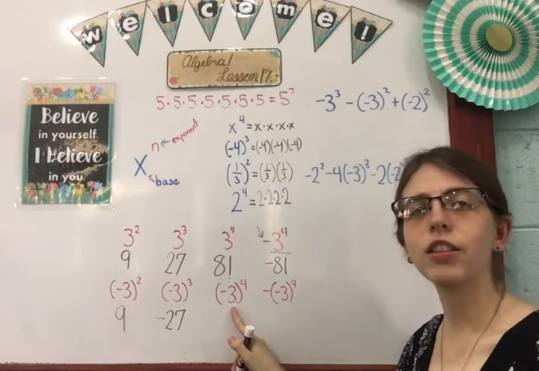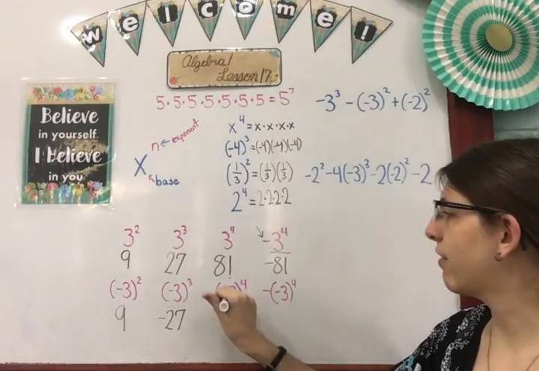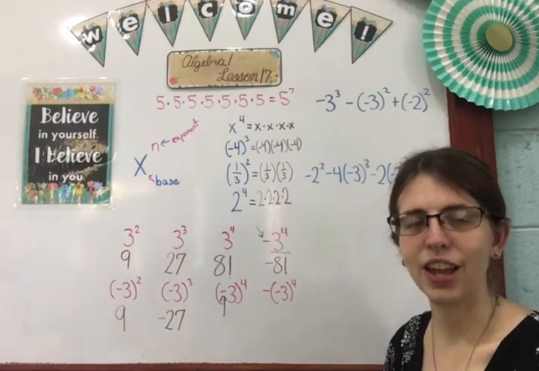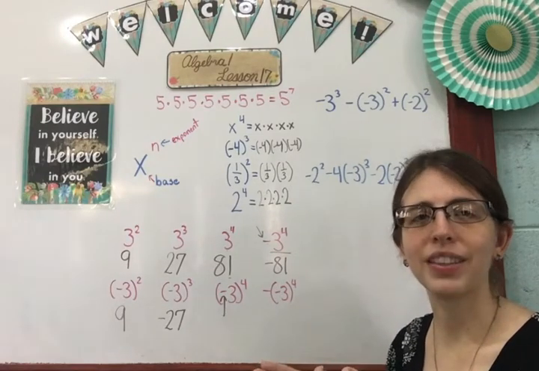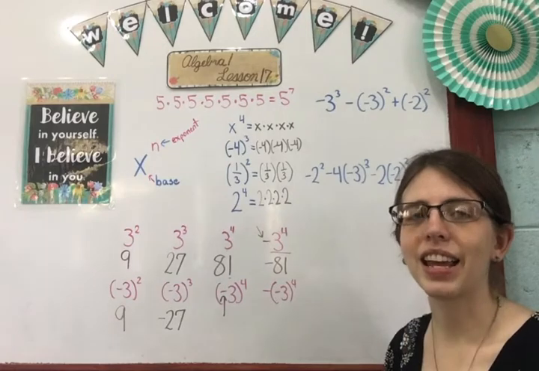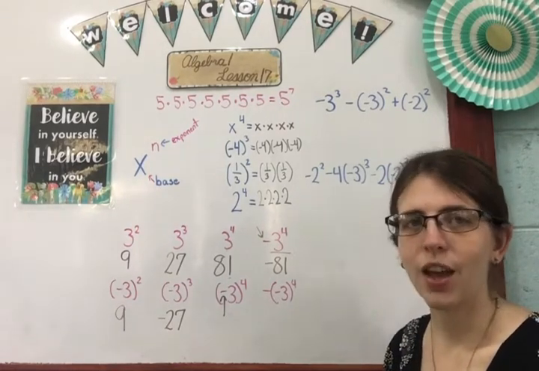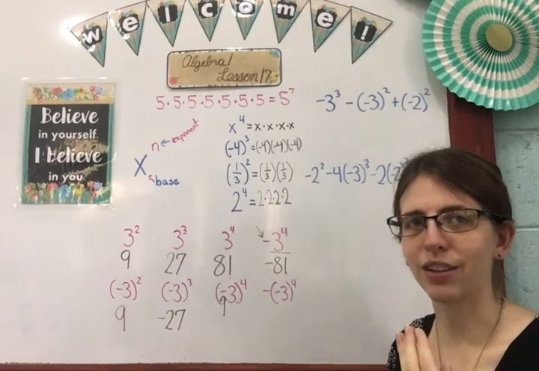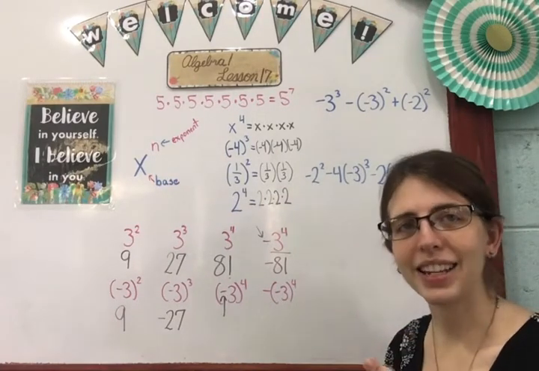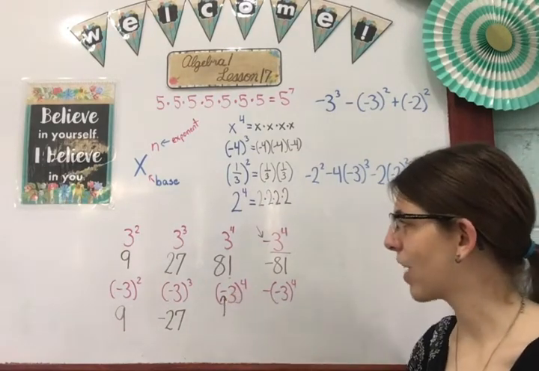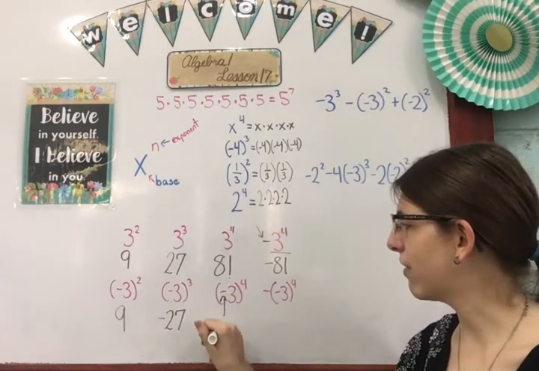Okay, here, look, this time my negative is protected by parentheses. So because it's inside those parentheses, this time it is -3 times -3 times -3 times -3. And is that going to be a positive or a negative answer? Positive, yes, because you have an even number of negatives, 4 negatives. So the answer would be positive 81.